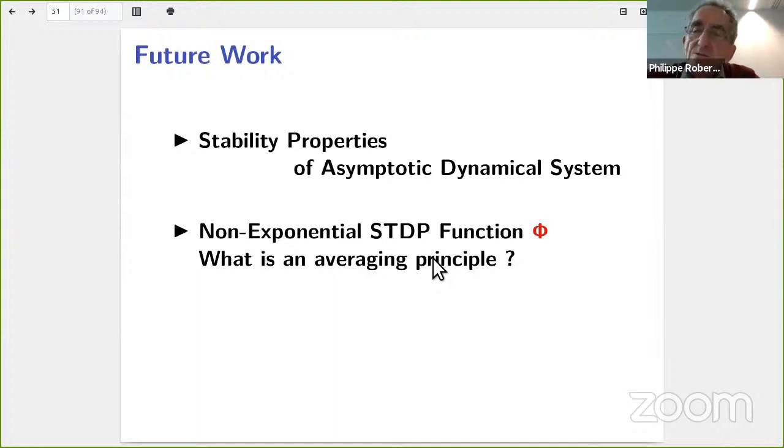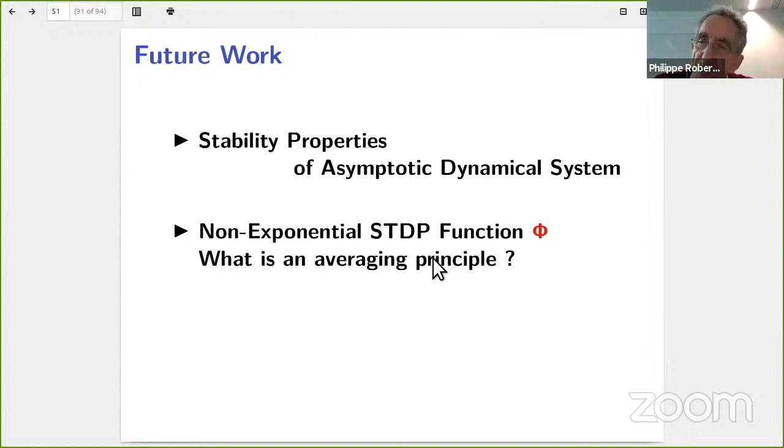There is another potential problem. The STDP function phi has been taken exponential, which is good, but sometimes it's not a good formulation.